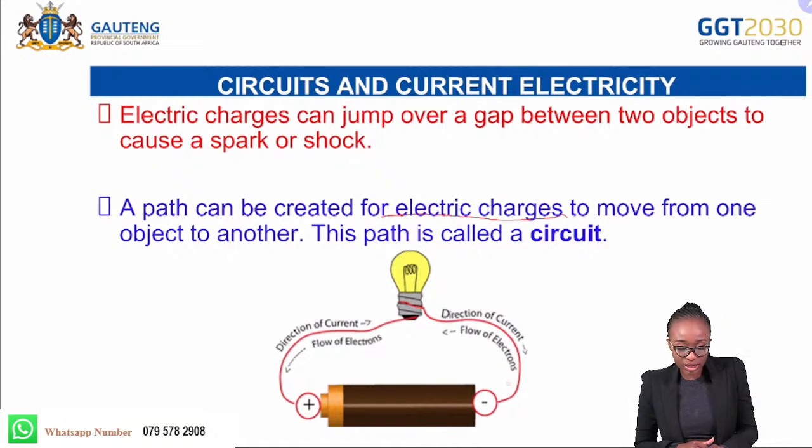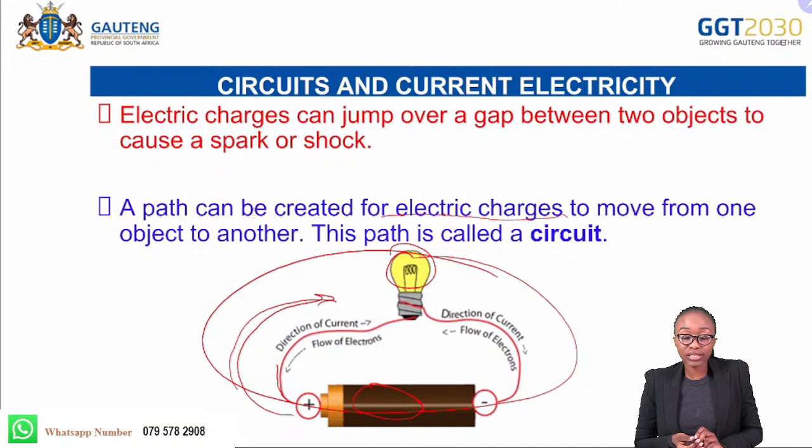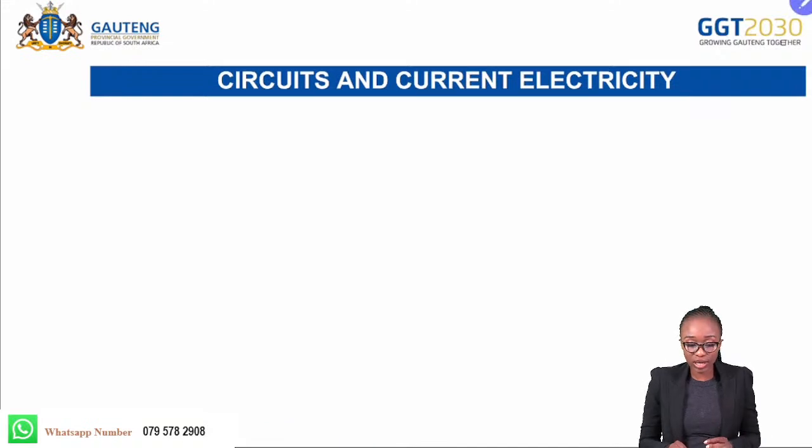Let's look at this diagram here. We have got a cell, so there can be a path. This red line there is the path in which the charges are moving. So they are moving from here through there to there. So this is a circuit.